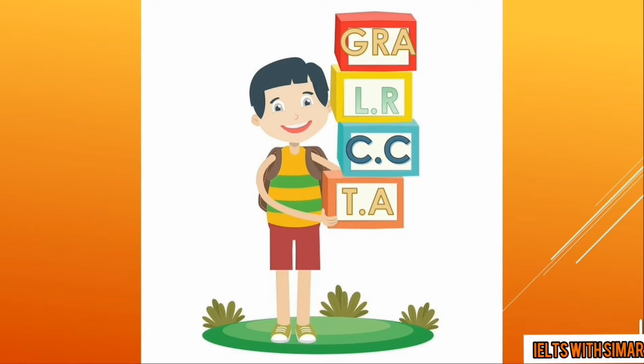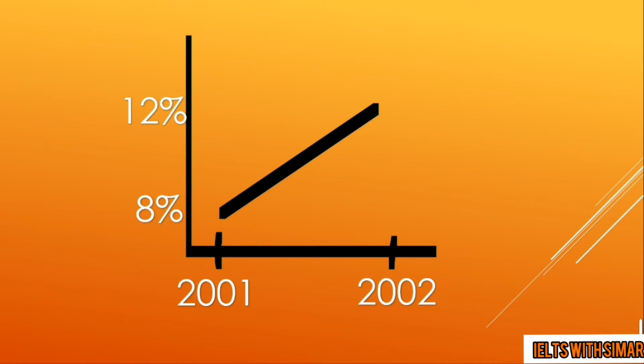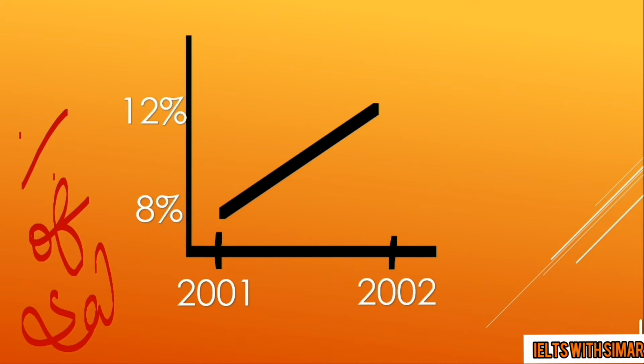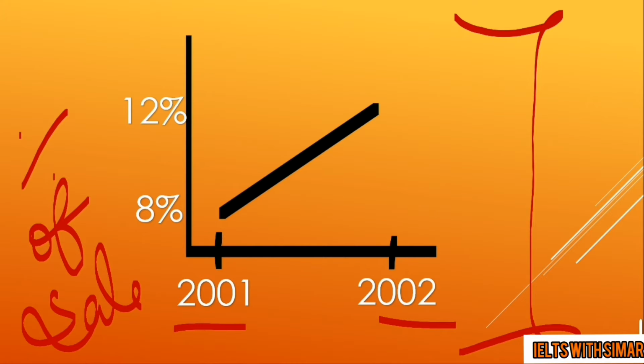Let's start with a sample graph. Just as an example, I made this graph for you students to make you understand how to write this data in 14 to 15 different structures. So just look at the data. Suppose it is a percentage of sale. This is the year 2001 and 2002. This is very simple data. It will never come in your exam. It is just for a sample. So move to the first structure.